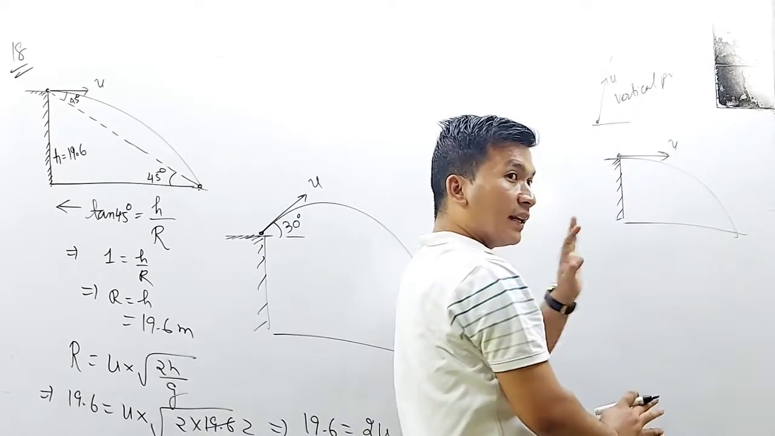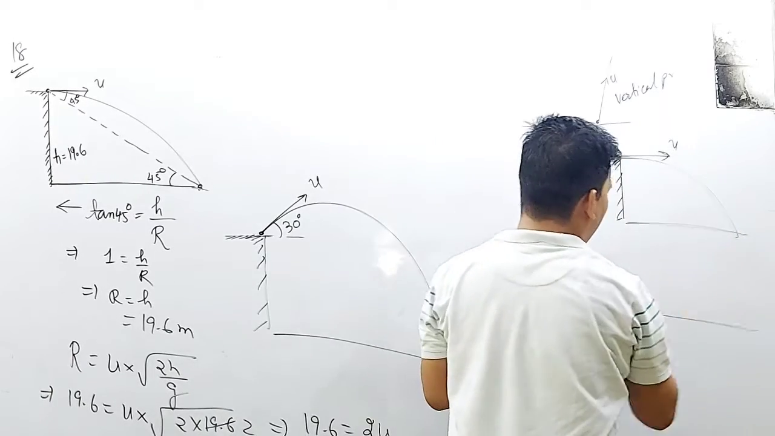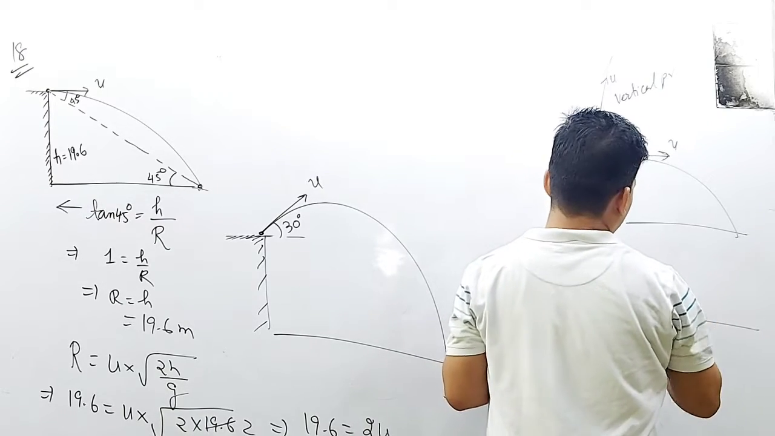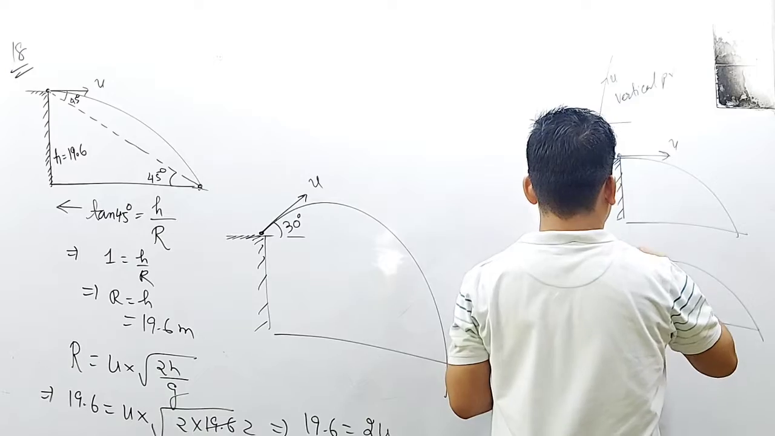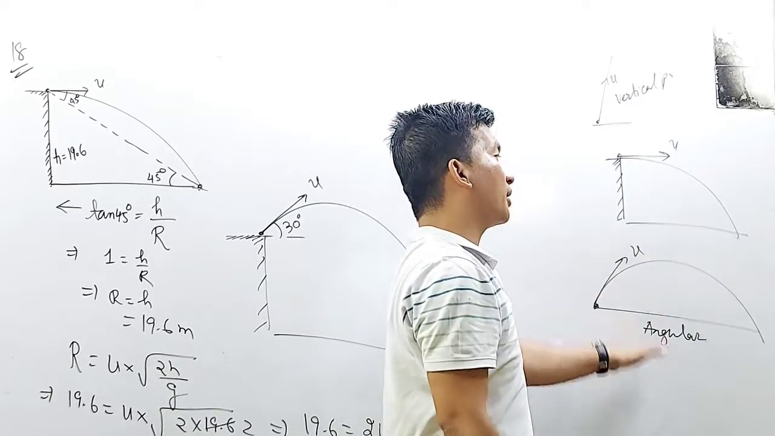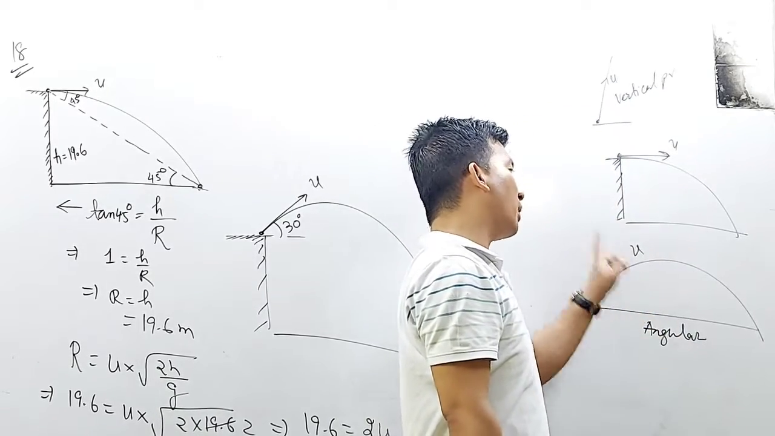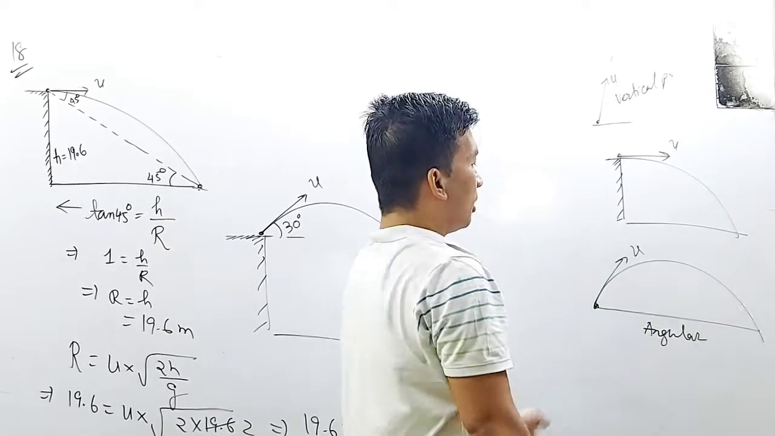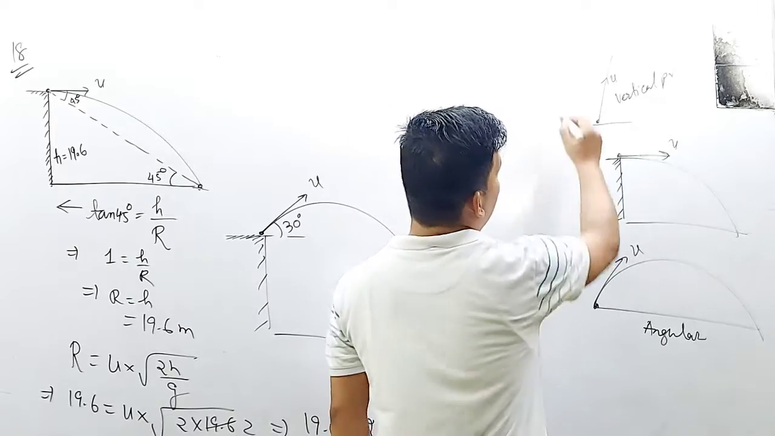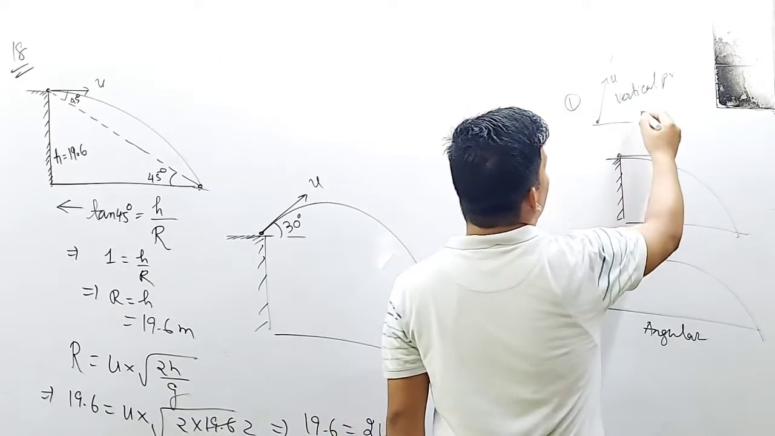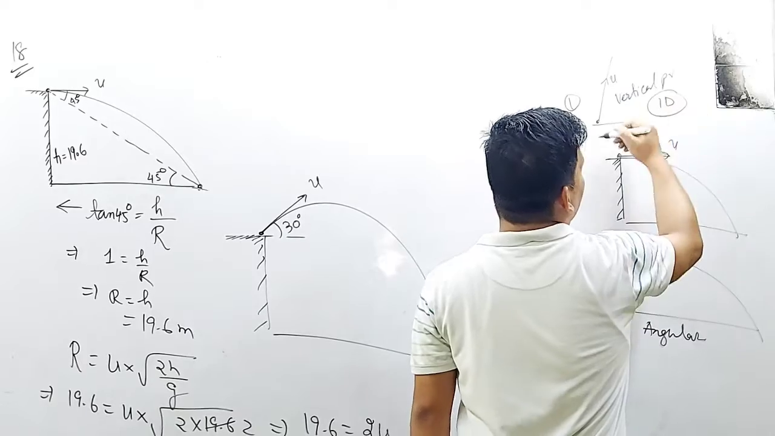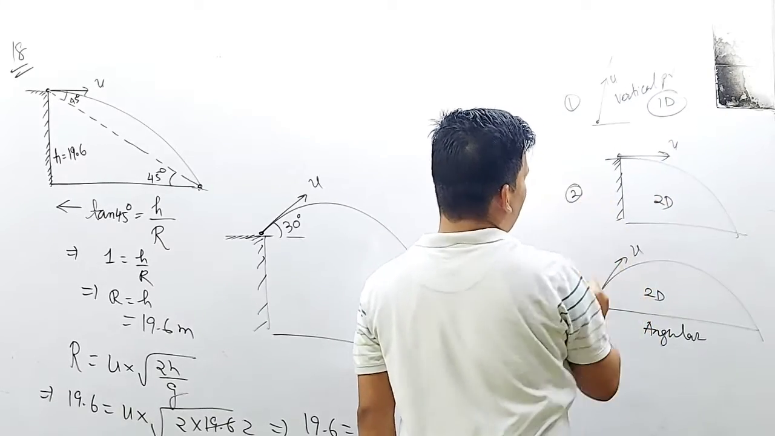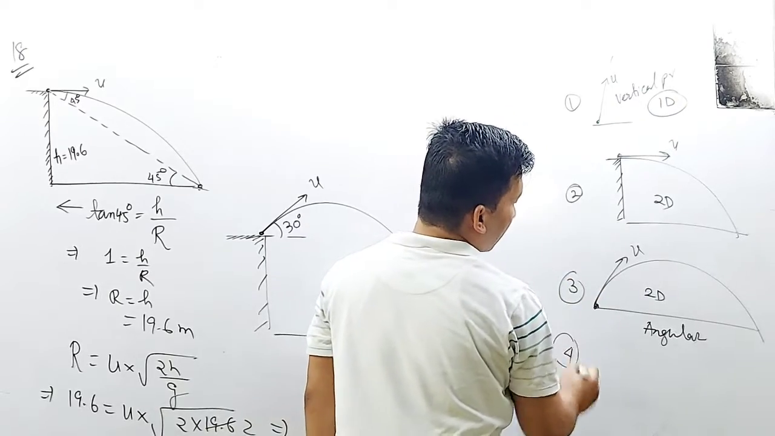Remember? The next third type of projection will be angular projection. This will be known as angular projection like this. You are familiar with this diagram. This comes under one dimension, this is two dimension, this is 2, this is 3, and number 4 we said is over an inclined plane.